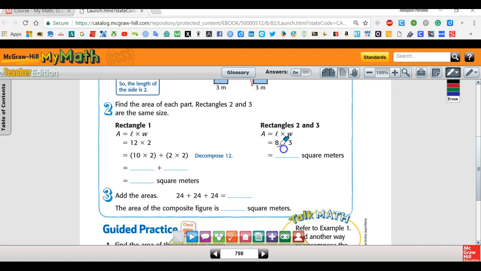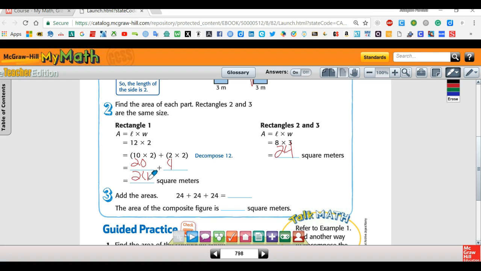This is what they did. 24. They decomposed 12 to 10 and 2. 10 times 2 is 20. 2 times 2 is 4. And then add them together, you get 24.